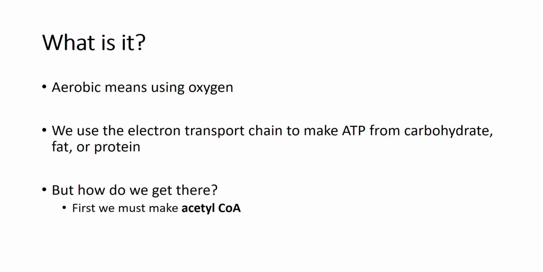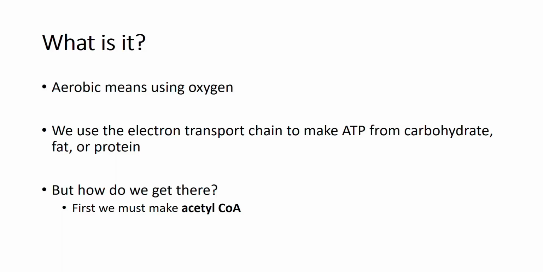In this video, I will be talking about aerobic metabolism and specifically how we get the acetyl-CoA needed to enter the Krebs cycle and the electron transport chain. So first, what is aerobic exercise? The word aerobic means using oxygen. And specifically what this means is that the task that you are doing requires a certain amount of oxygen and your body is able to get to that requirement.